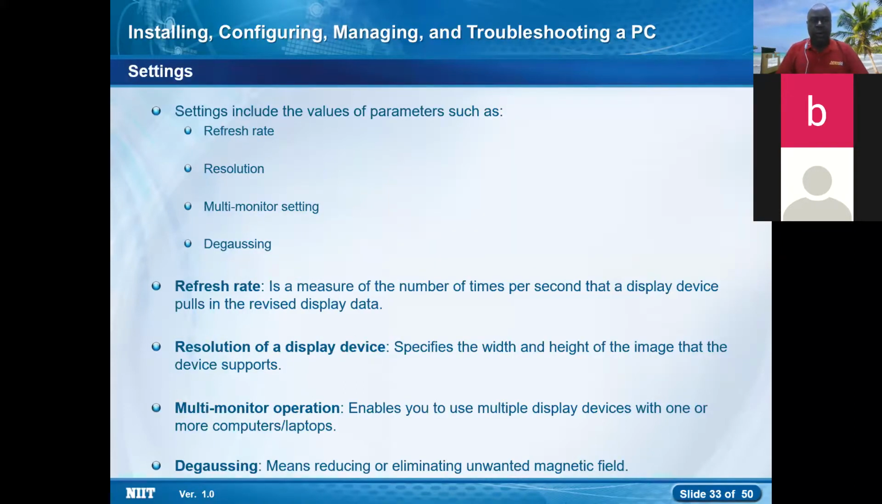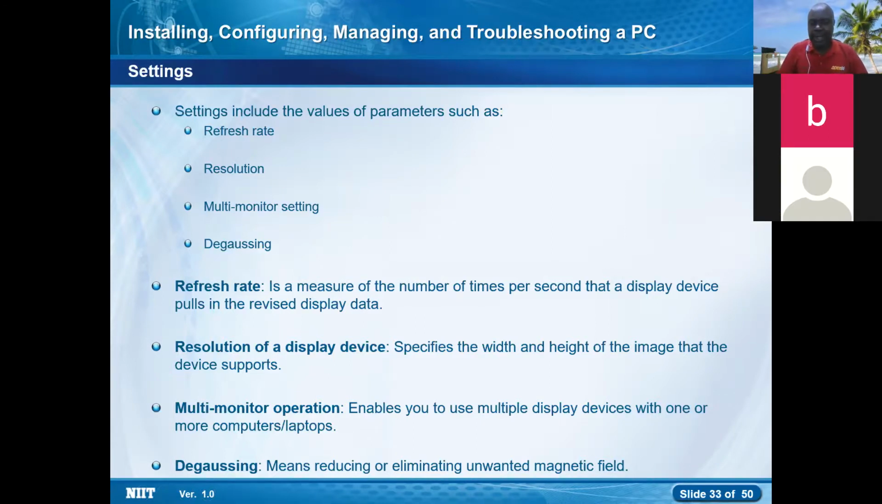Okay, when you're dealing with display devices, there are a few terms that we may need to be familiar with, especially when configurations have to be done. Refresh rate, resolution, monitor settings, degassing. Refresh rate is a measure of the number of times per second that a display device pulls in the revised display data. Okay, that's a very technical description.